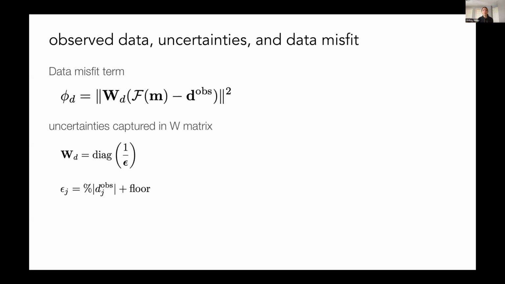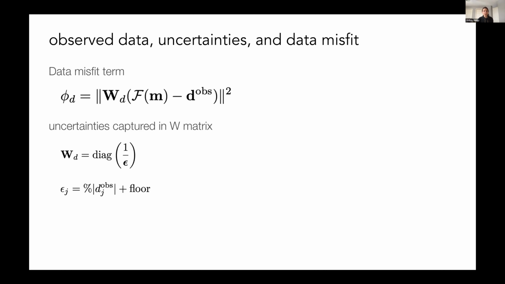And so we're starting from some data misfit term. We've got our observed data, that's DOBS. Our functional f of m, this is our forward operator. So we've got our forward simulation that we know how to compute predicted data given a model. And then the uncertainties in our data are captured in this WD matrix. So WD is a diagonal matrix where the entries along the diagonal are 1 over the standard deviation of each observed data. And a common way to represent these is to assume that there is some percentage error plus a floor for each datum.